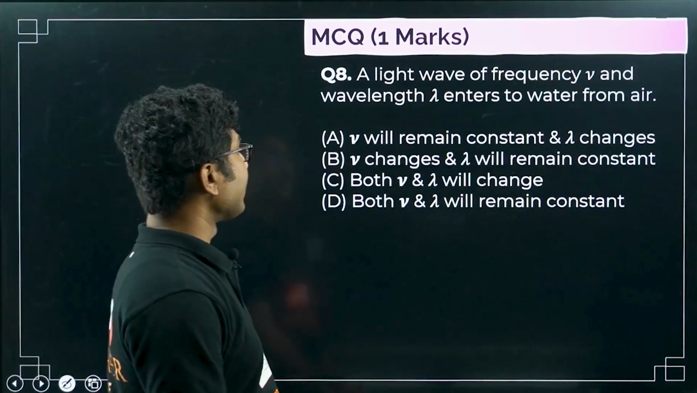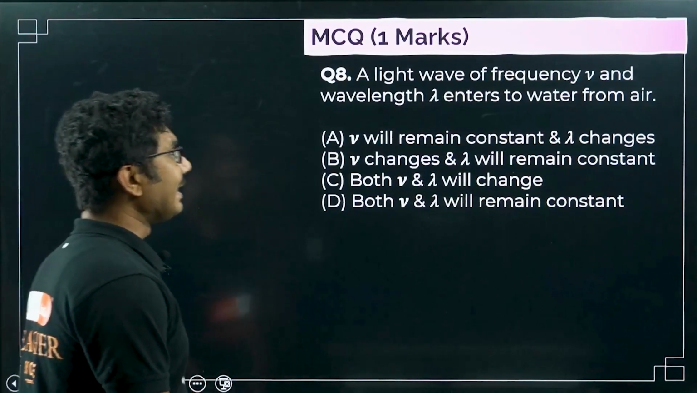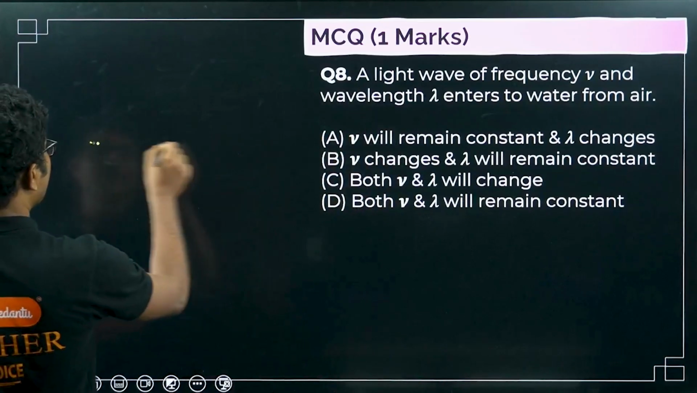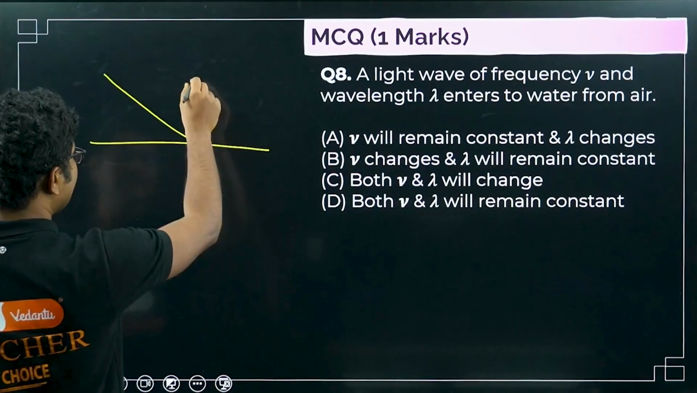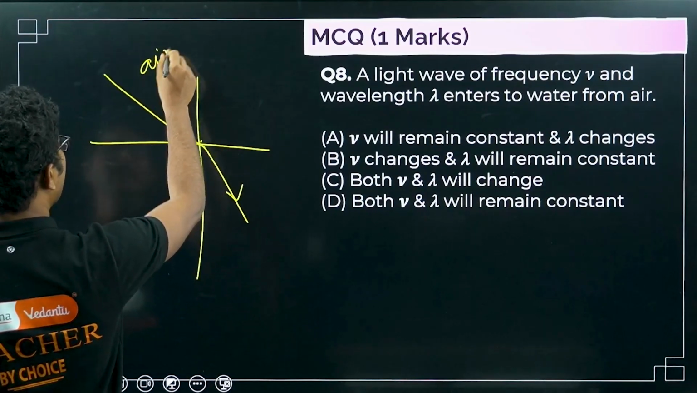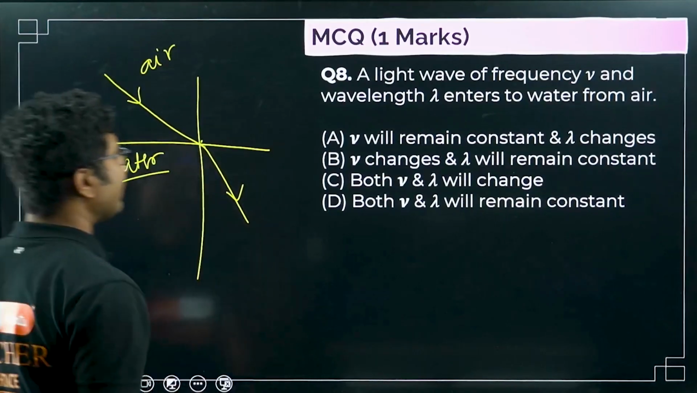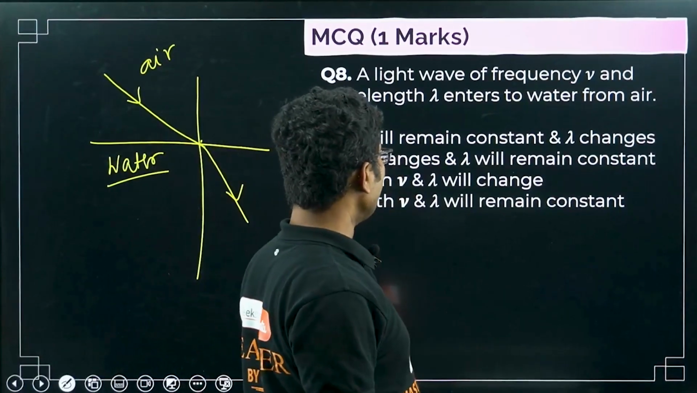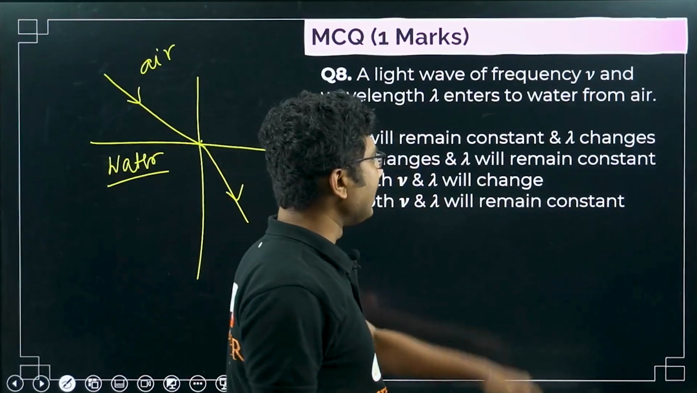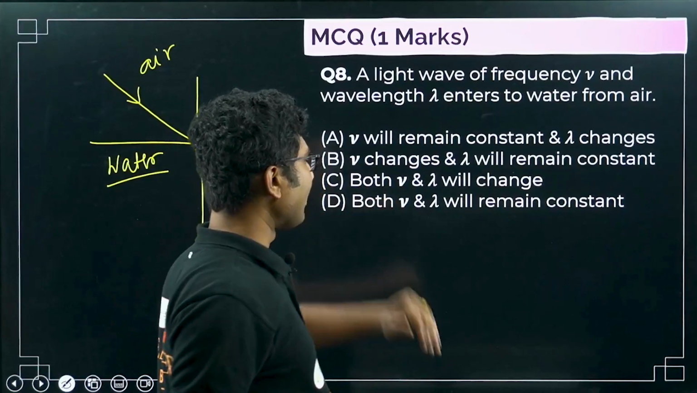Right? Next question. A light wave of frequency nu and wavelength lambda enters water from air. So a light ray of some wavelength and frequency enters from air to water. Okay, this is air, this is water. Now let's see the options given. Nu will remain constant and lambda changes. Nu changes and lambda will remain constant. Both nu and lambda will change. Both nu and lambda will remain constant.